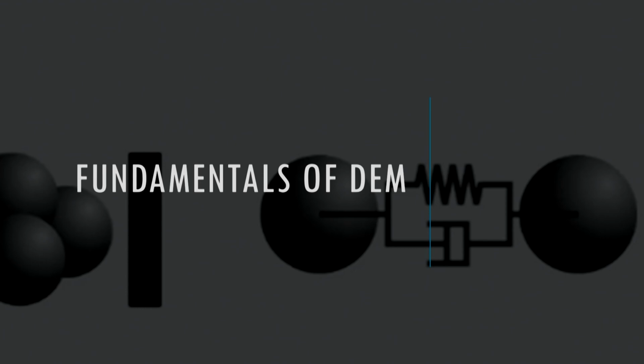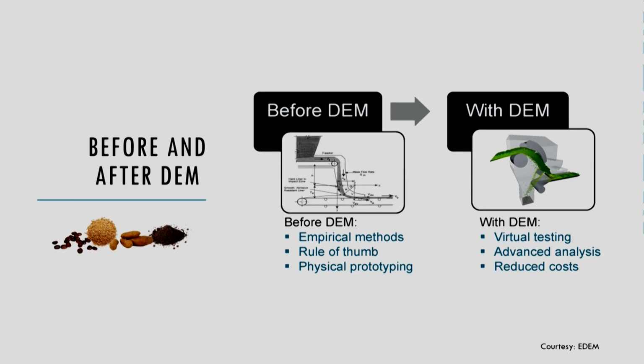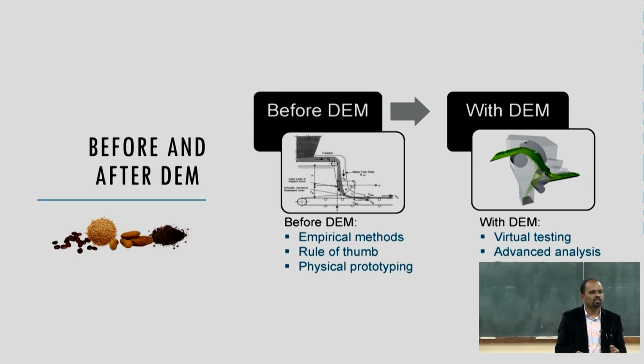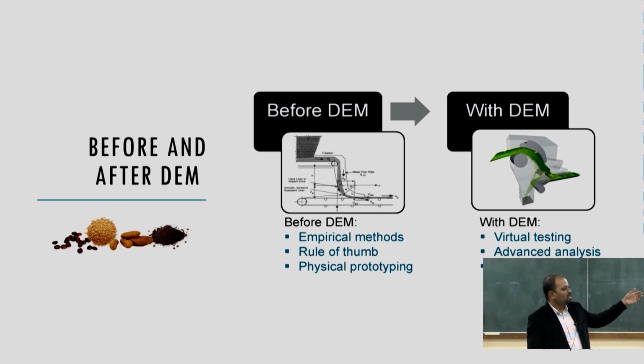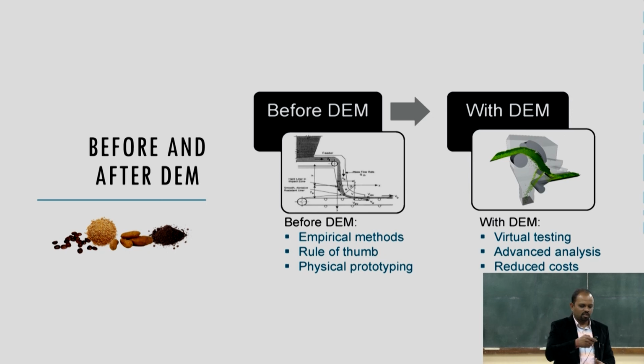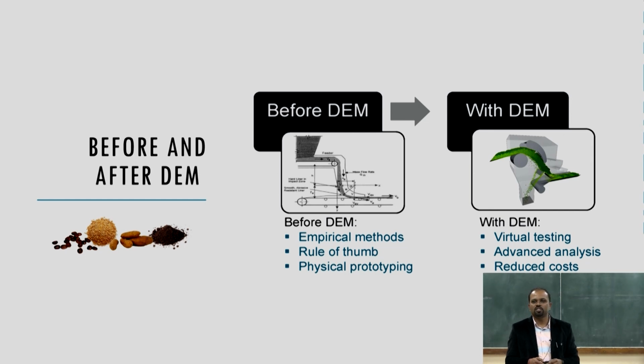So coming to the fundamentals of the DEM, what happens before DEM, and what will happen after the DEM? Before DEM, we are solving equations. There are some empirical equations and rules of thumb, and you can see in the top left side of the slide there are vectors. We define the normal force, tangential force, likewise for the velocity, and we find the resultant force. But with the DEM, we do virtual testing. We can change the design or the dimensions of the machine. We can put on the grain. We can even change the feed rate, and if we are interested in the discharge rate, we can do that. And of course, this reduces the cost.